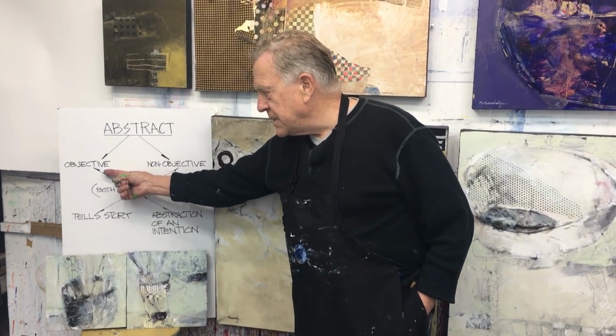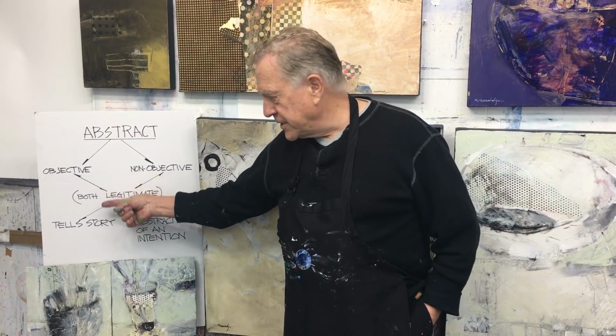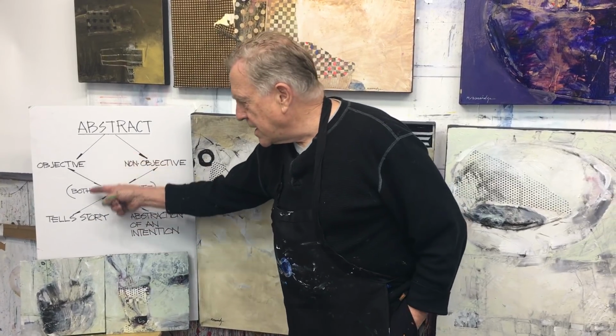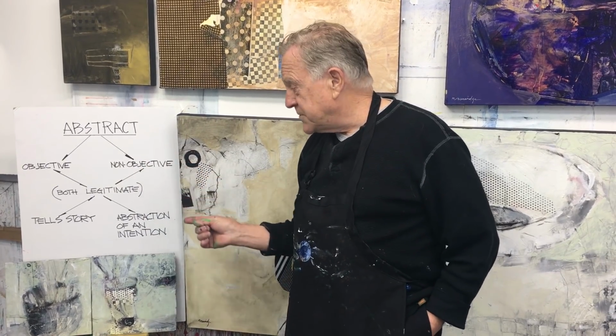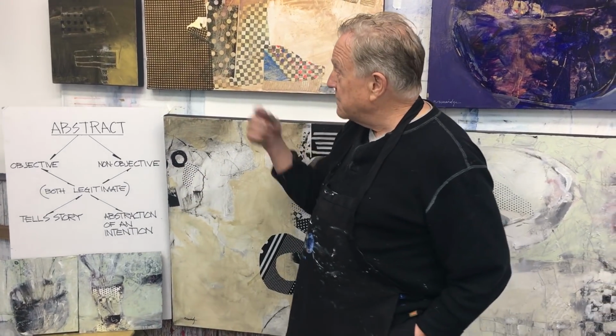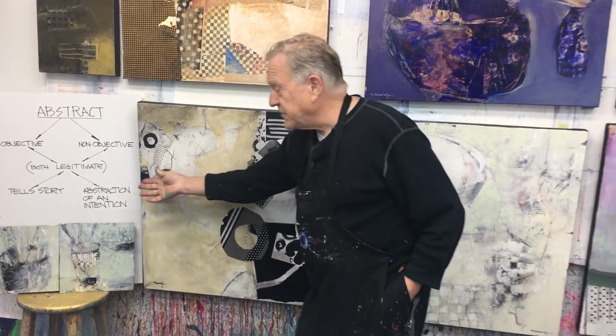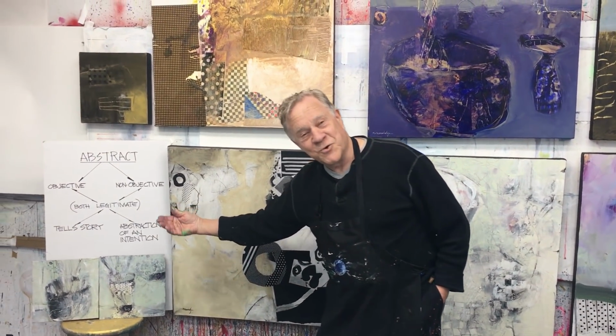Now, we've already done the abstract and explained abstract on the last one, where I showed it was either going to be objective or non-objective, both very legitimate. What I was doing, I tell stories. So my abstracts were objective, alrighty? And then the other artists, they like to do non-objective. My non-objective is basically an intention of an abstraction.